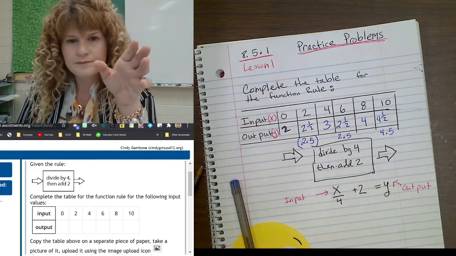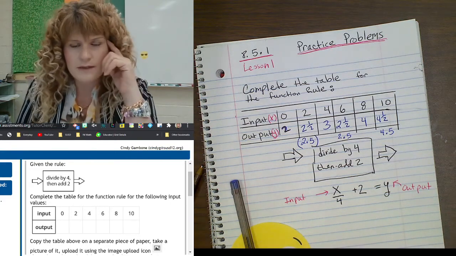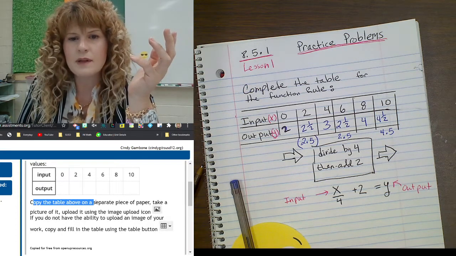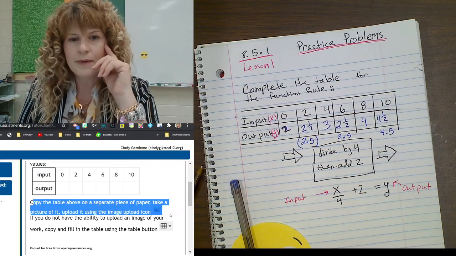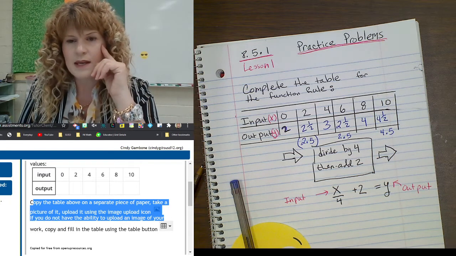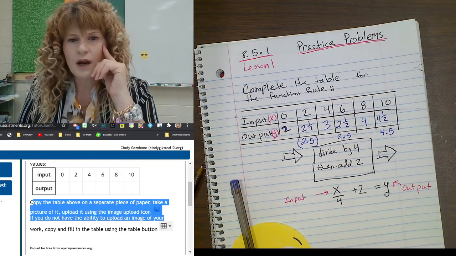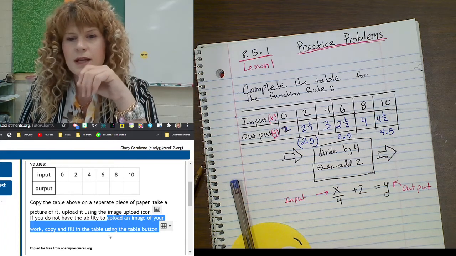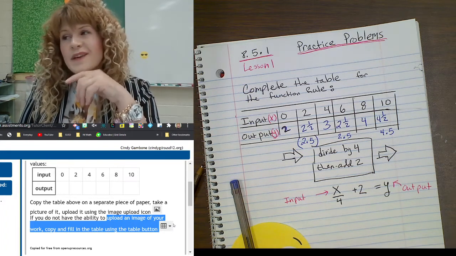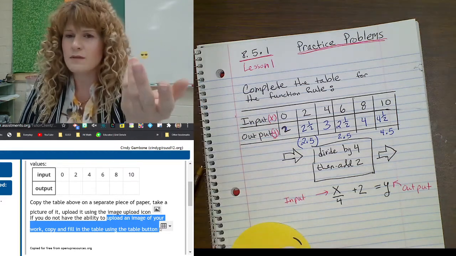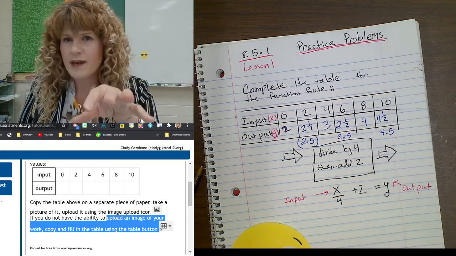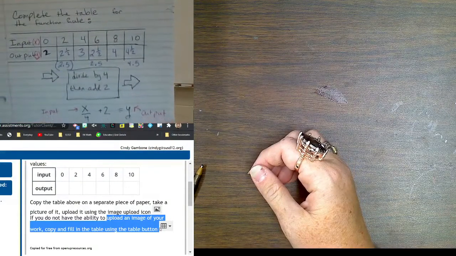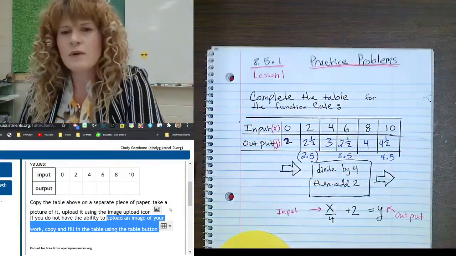Now look at the screen. Read all of the instructions to figure out how you're supposed to report your answer. It says, copy the table above on a separate piece of paper, take a picture of it, upload it using the image icon. If you do not have the ability to upload an image of your work, copy and fill in the table using the table button. I think it's easier to just make a table because I don't want to take a picture, save it with a name, and then click and upload it, but it's your choice. I could hold up my camera right here. I could take a picture and upload it. You do what you want.